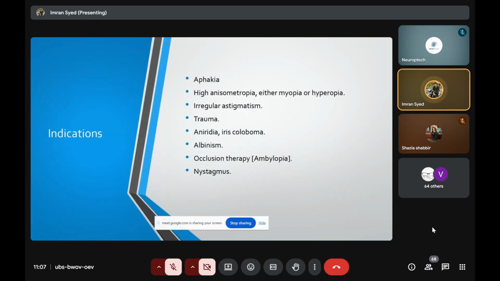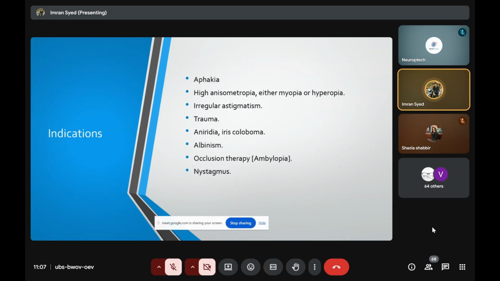Okay, so in which conditions can we consider giving contact lenses? The first and very important condition is pediatric aphakia, where many congenital cataract cases happen, and the surgeons will not do IOL implantation until the child is fully matured. Only then can the IOL implantation be done. But before that, the child will be left with a very huge amount of anisometropia, a very high refractive error. So in order to correct that, you need to give contact lenses.